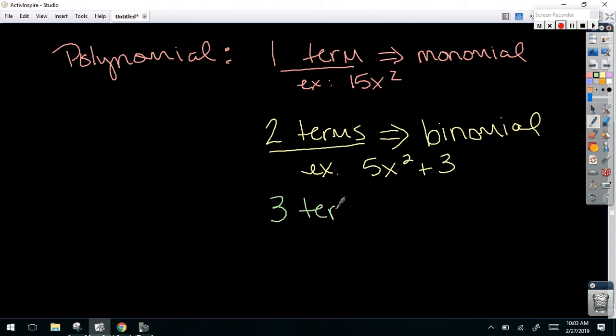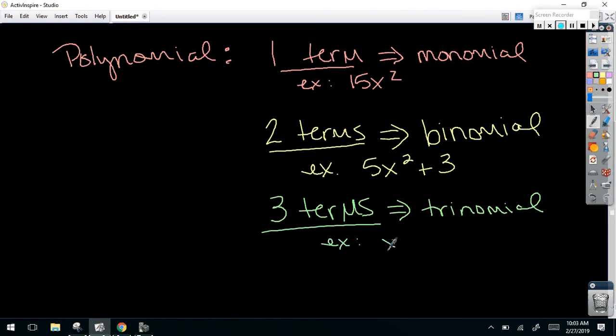Then I have 3 terms, and we're only going to go up to 3. It's a trinomial. An example of a trinomial may be x squared minus 5x plus 2. That is a trinomial. They're all polynomials. Polynomial is the big umbrella that they're all under, and then there are different types of polynomials. Okay? x squared minus 5x plus 2.